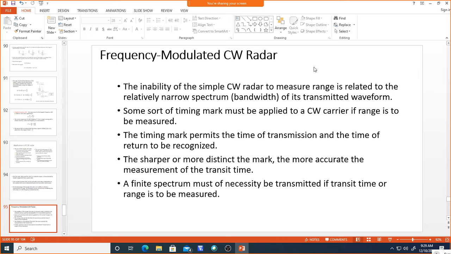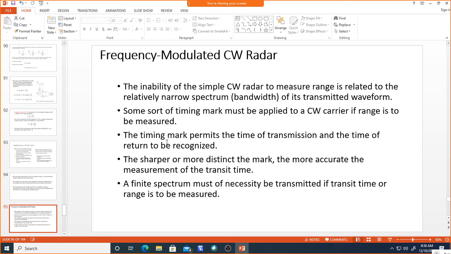Now how are we able to detect? We just mark some timing mark on the continuous wave carrier if the range is to be measured. If we need to measure the proper range, some timing mark will be applied to the carrier which we are going to use. Then with respect to that timing mark, we can get the proper echo signal with respect to the reference transmitted signal. The timing mark permits the time of transmission and the time of return to be recognized.